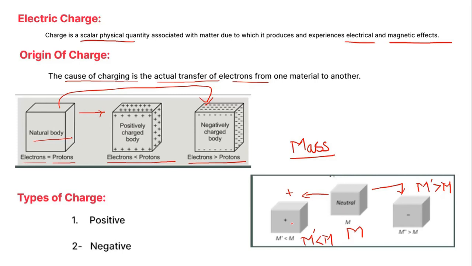Whenever a neutral body becomes positively charged, its mass is always lesser than the original mass, and when a neutral body becomes a negatively charged body, its mass always becomes greater than the original mass.